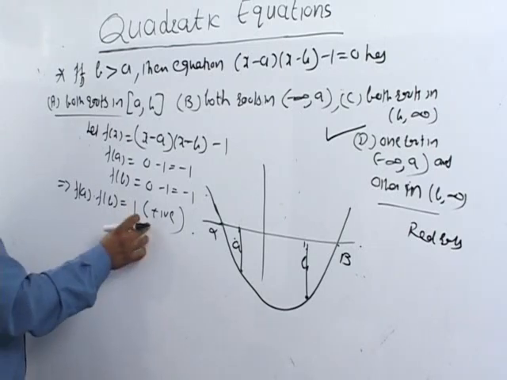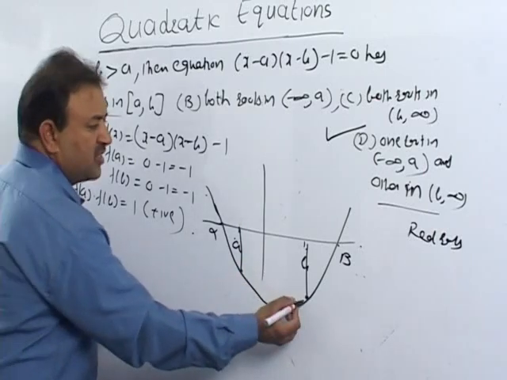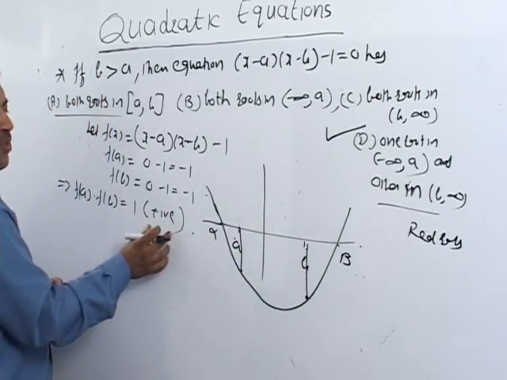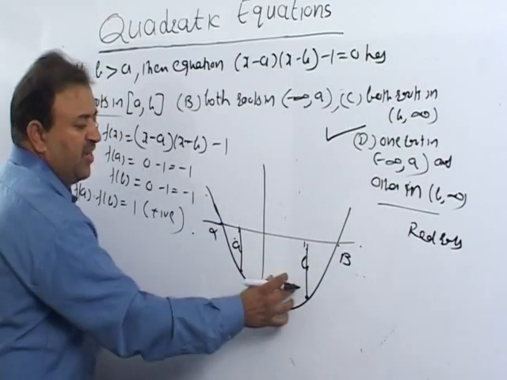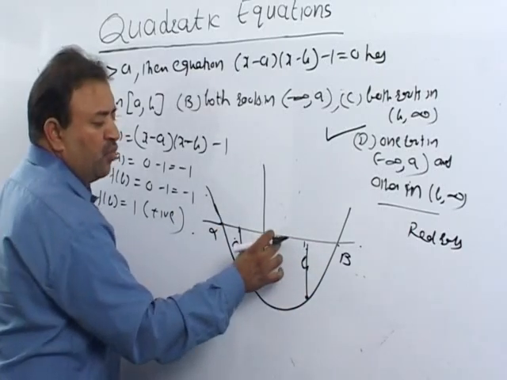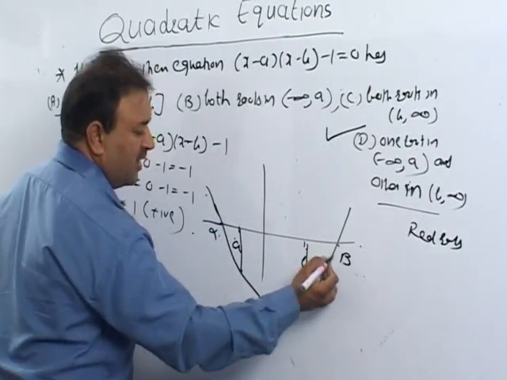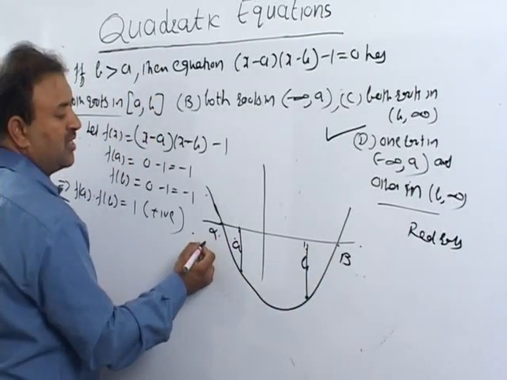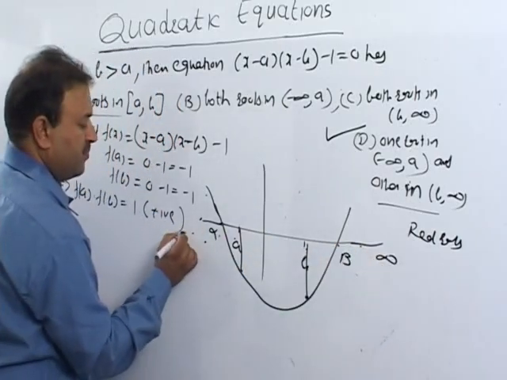See, once again you understand this thing. FA FB is positive, and we can conclude from here FA FB is negative. The curve will be like this way. In between A and B it does not cut the x-axis. So this is alpha, this is beta. So one root lies in minus infinity to A, one root lies between B to infinity.